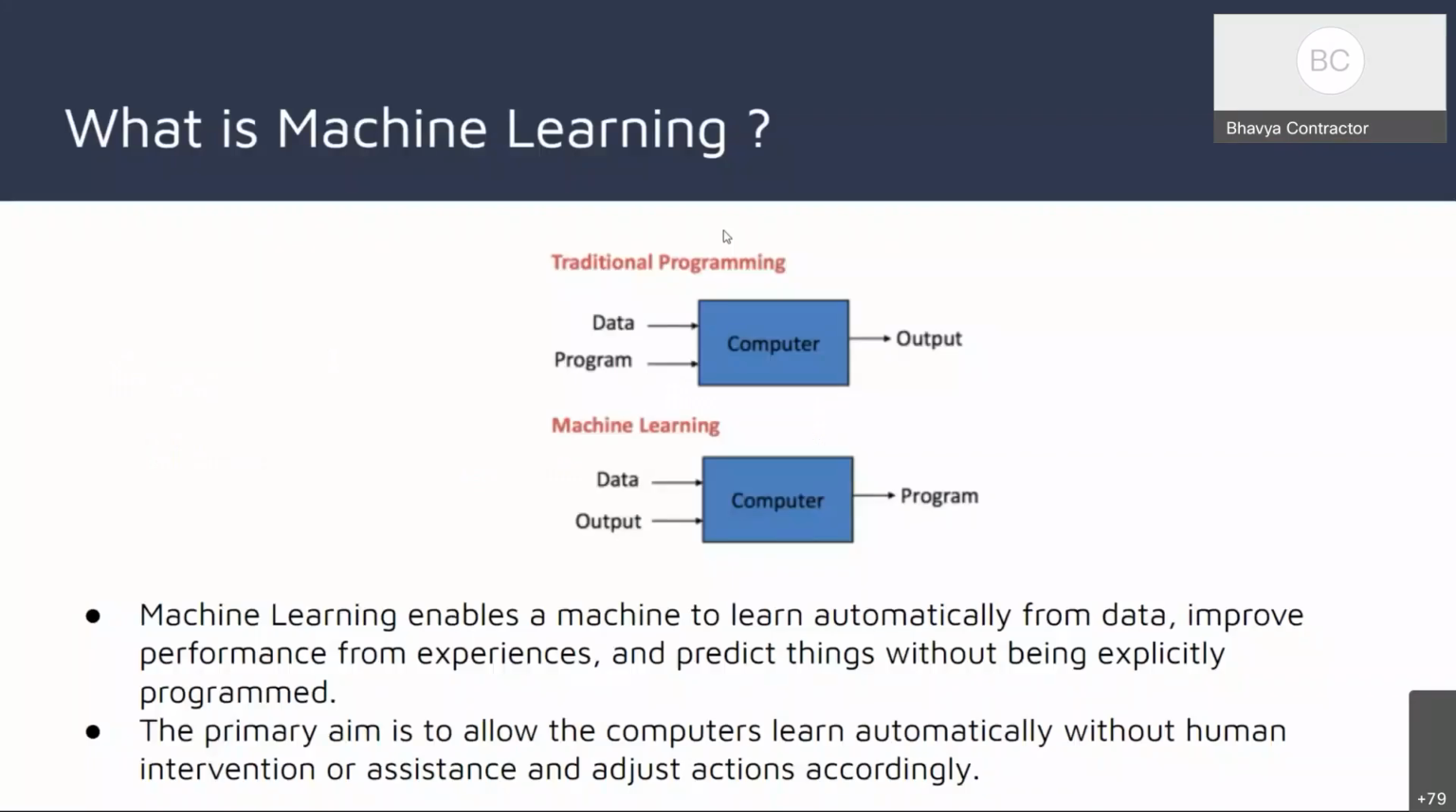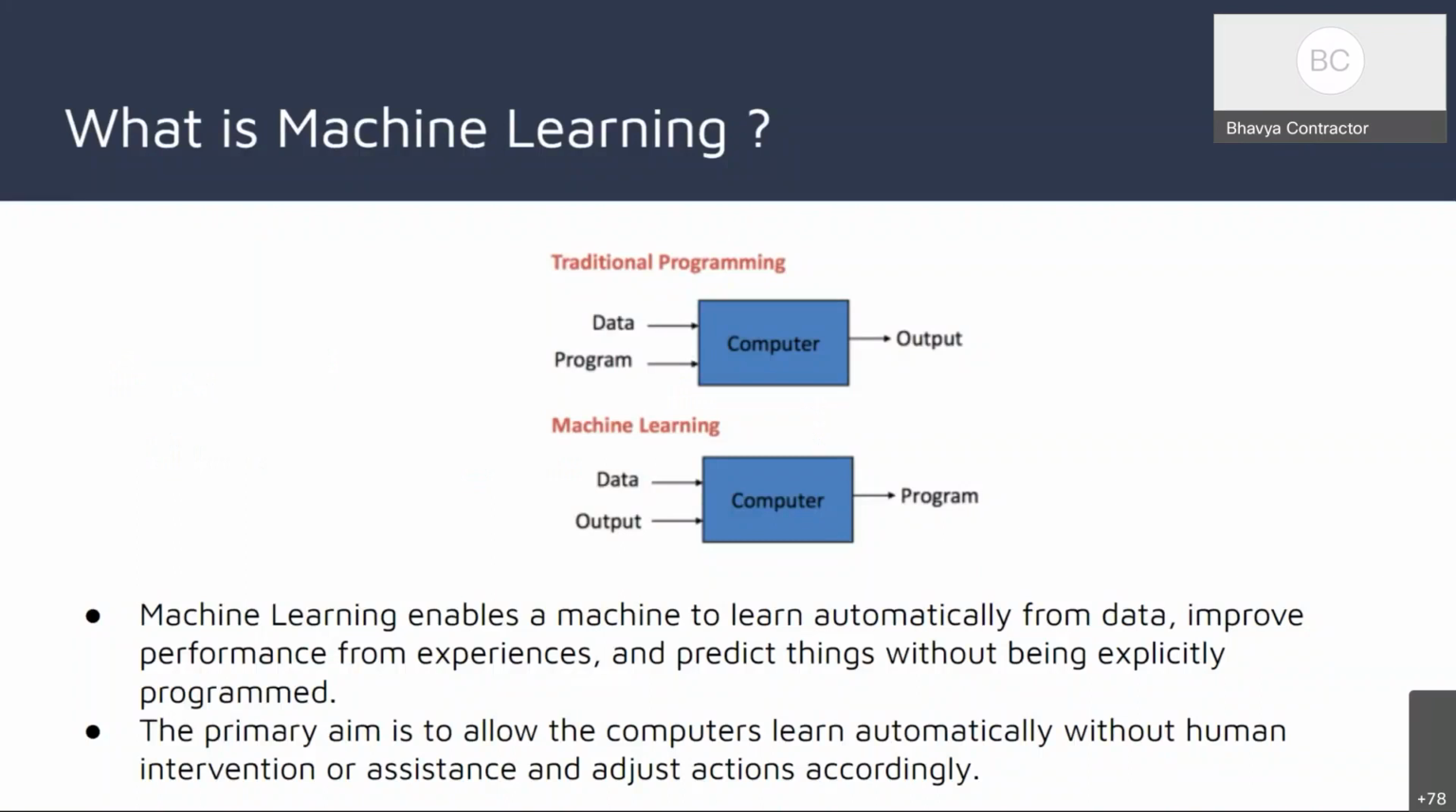So basically, what is machine learning? Let's discuss it. As the name suggests, in machine learning we basically try to make the machine learn to solve problems when we give some data to it. So this is the basic thing.